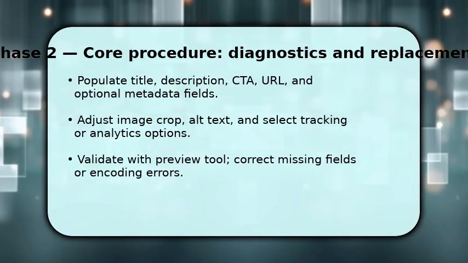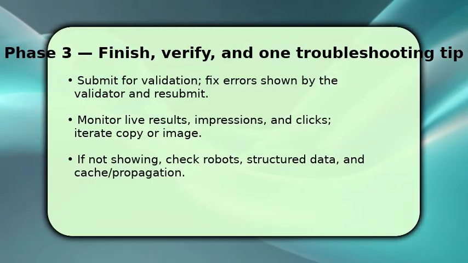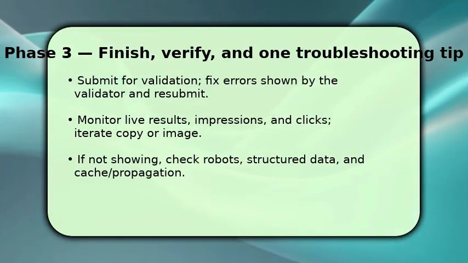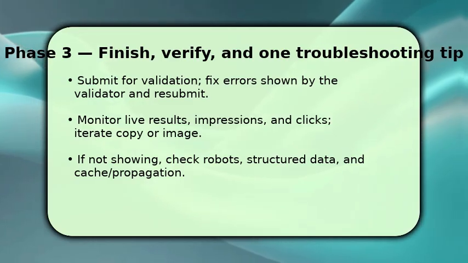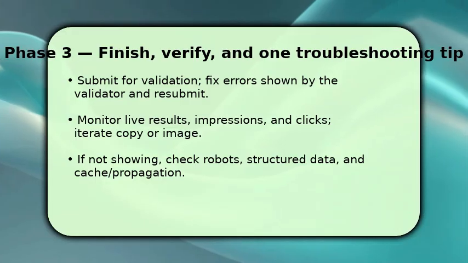Finish by validating and publishing the card, then watch its performance. Click the Validate or Submit button, resolve any highlighted errors, and publish. Once live, track impressions and clicks so you can refine the title, description, or image for better engagement.